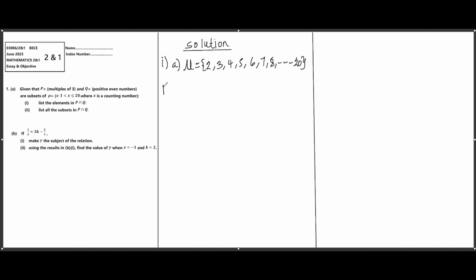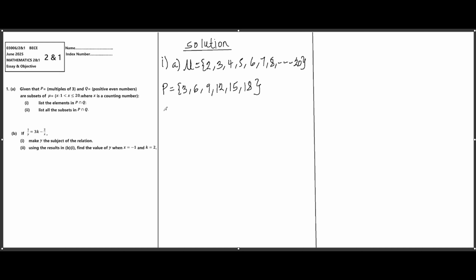Now set P, multiples of 3. So we have 3, 6, 9, 12, 15, 18, 21, 24, on and on and on. But set P is a subset of the universal set. So because of that, we cannot go beyond 20. So we end at 18.